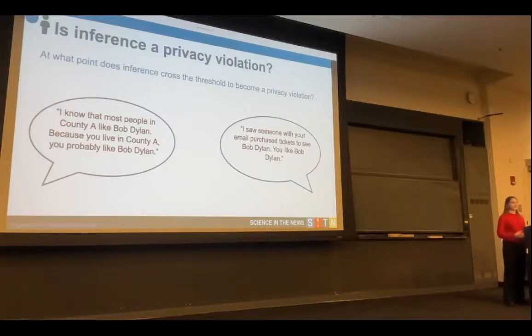There's a classic example in the differential privacy community with smoking. Whether it's a privacy violation to infer that you may have lung cancer because you smoke versus having medical records that demonstrate that you do. So at what point does an inference become definitive?